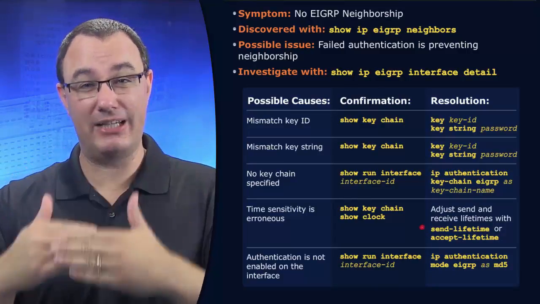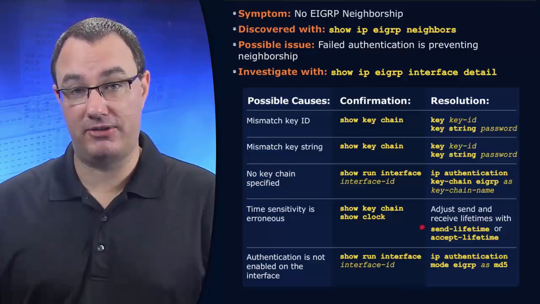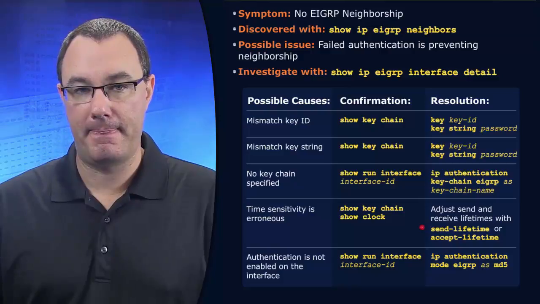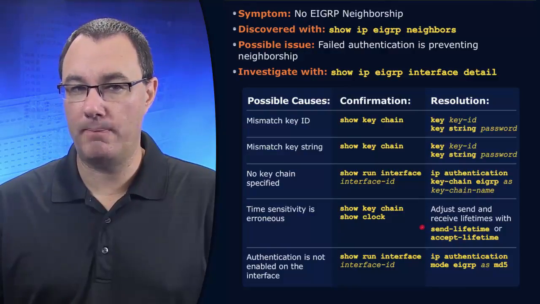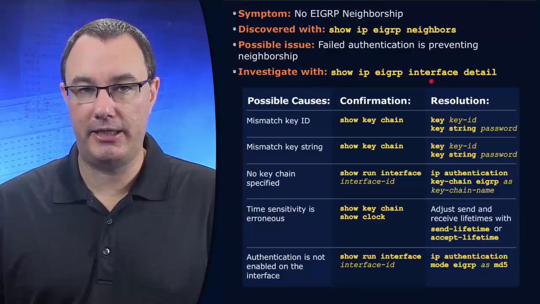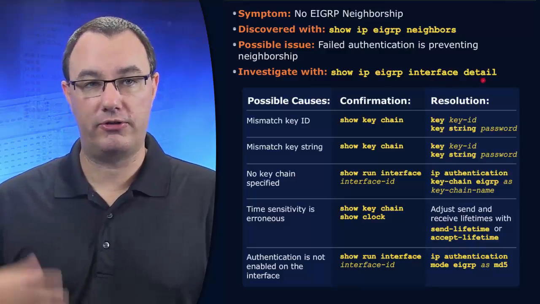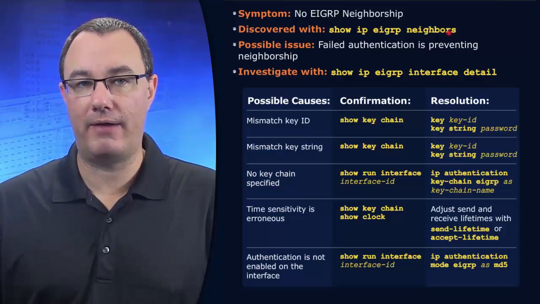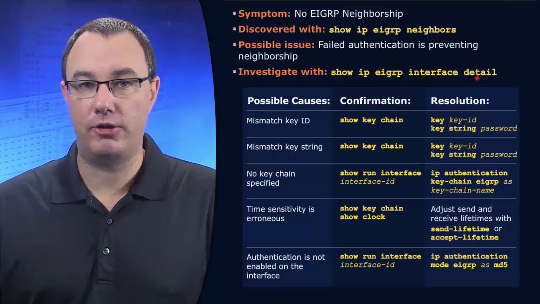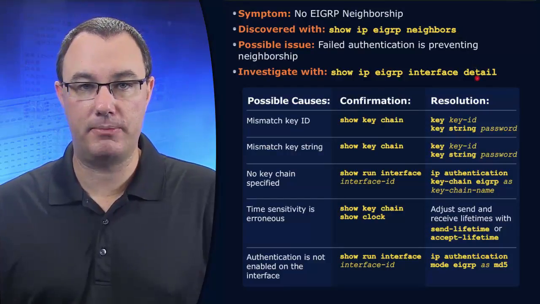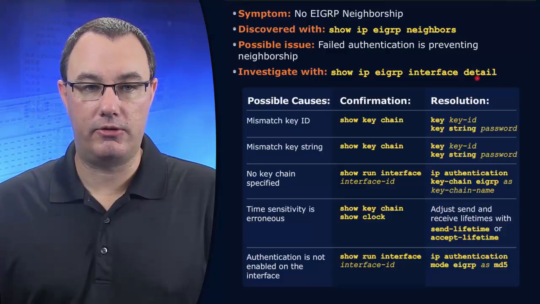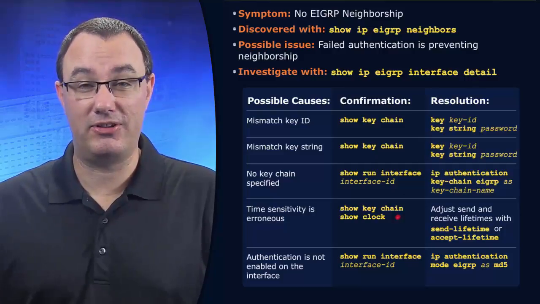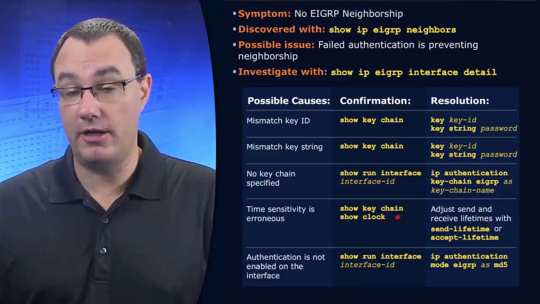So there's three things you've got to map. You have to make sure that your time is accurate as well. So you're going to do like a show clock in order to validate that. You see, there's a lot that can go wrong. Show IP EIGRP interface detail will give you some clues as to all of the authentication information as well. So it's definitely a good place to go after you see that your neighborship is not there. And the biggest issue is definitely making sure that the time sensitivity information is not the problem.